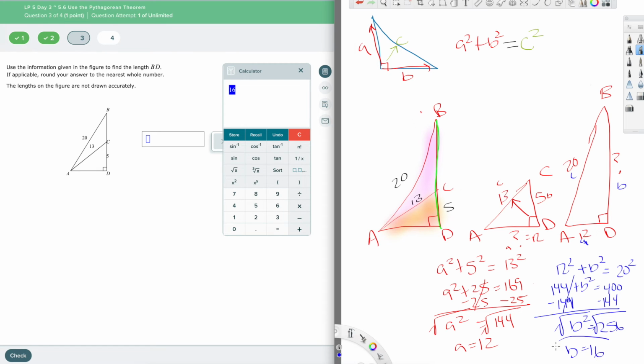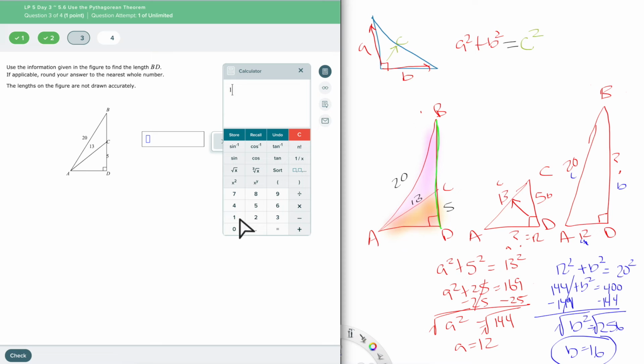And this is what we were looking for. So we had to do both pieces to get to this one. So BD, the whole length here, is 16. Oops, I want to type it here, not there. 16. Check.